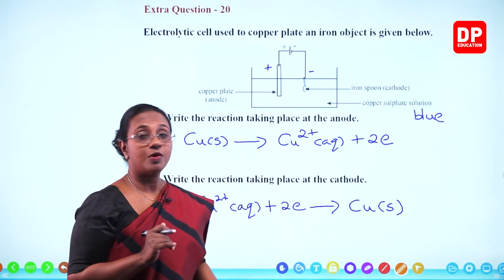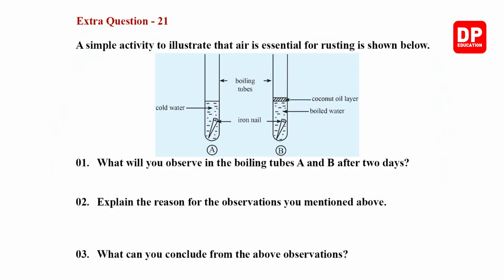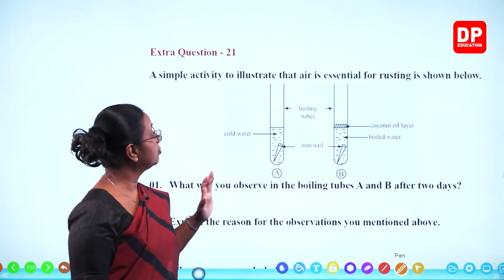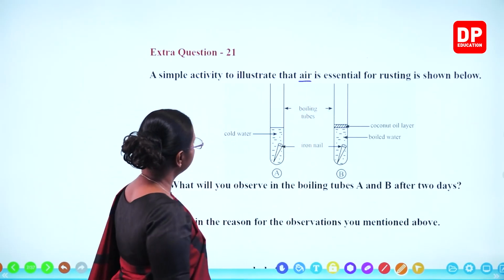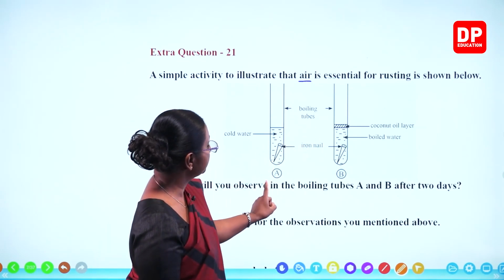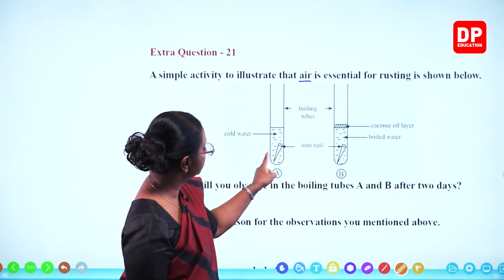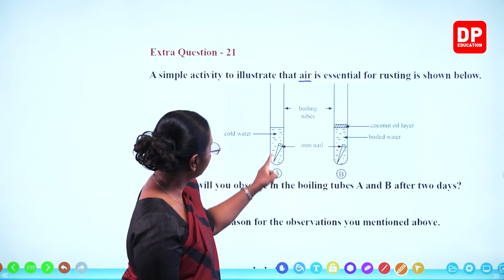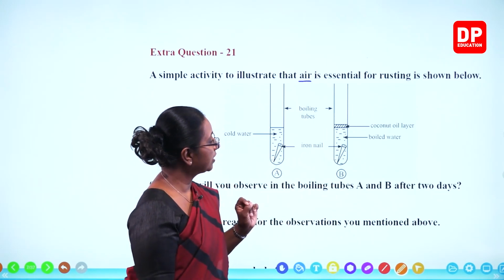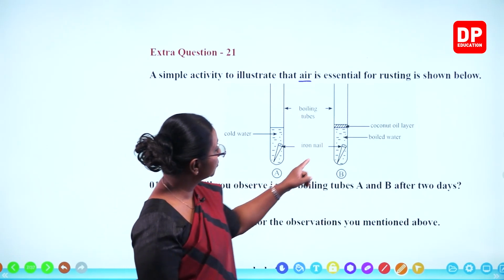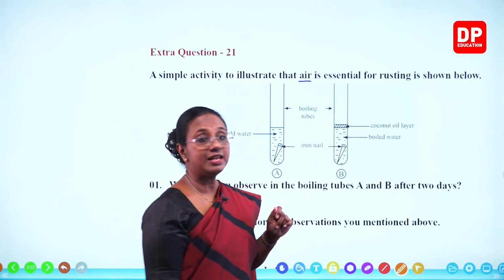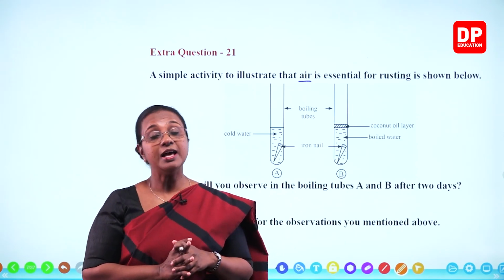So with that, students, we'll move on to the next slide. Here we have extra question 21. A simple activity to illustrate that air is essential for rusting is shown below. Here we have boiling tubes A and B. In both the tubes there are iron nails. There is cold water in tube A and boiled water in tube B, and above the boiled water there is a coconut oil layer. You are familiar with this particular activity.